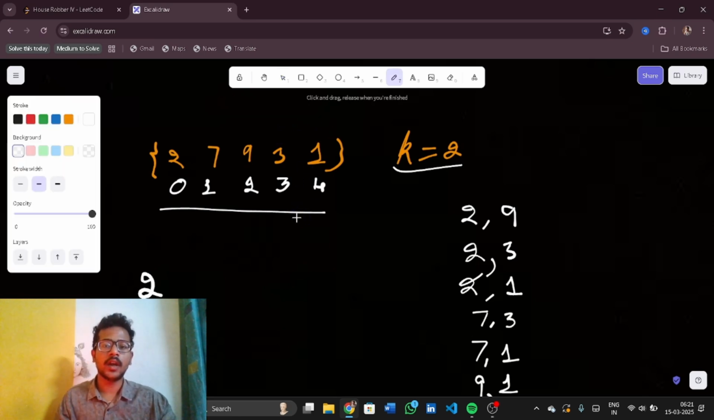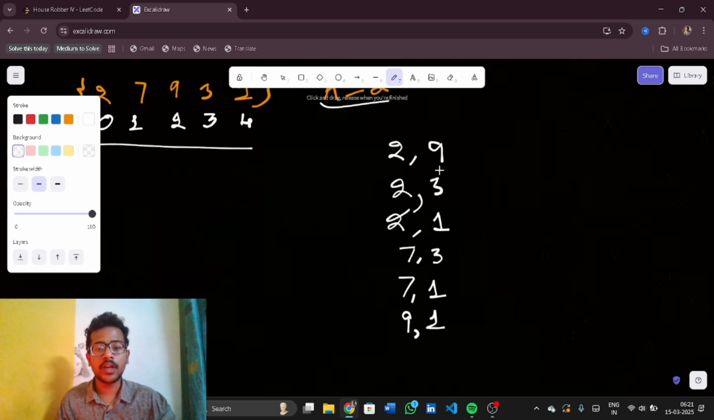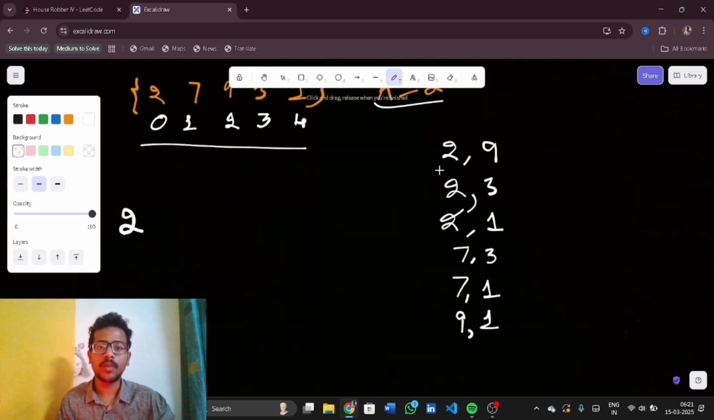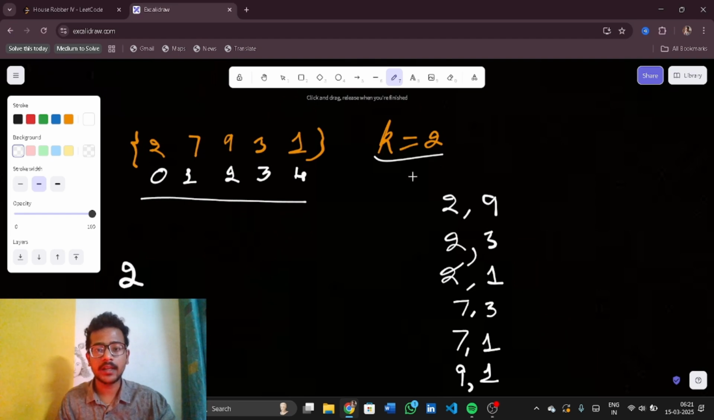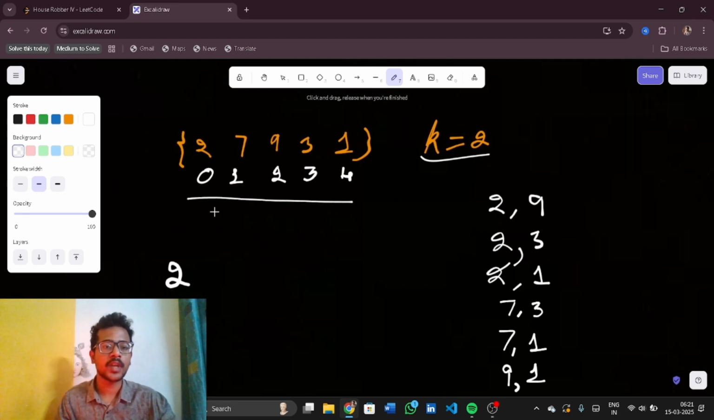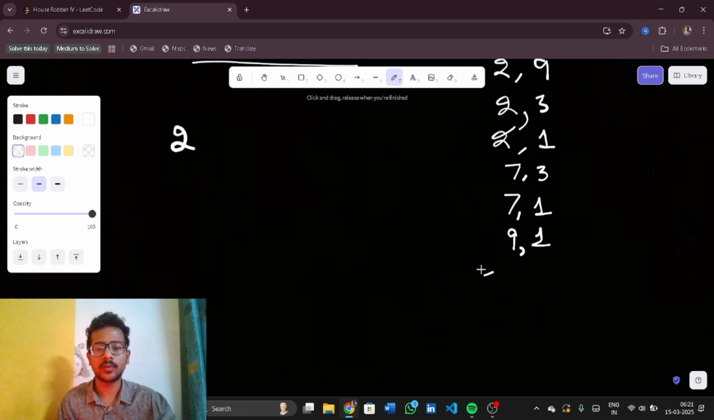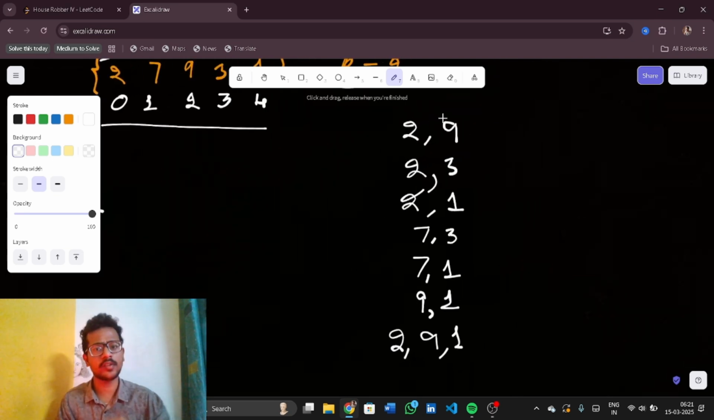Now from every combination I need the max. But before that, what if I took 3 houses robbed? The only combination is 2, 9 and 1. So let me write that: 2 comma 9 comma 1. Now as I said, minimize the maximum. So let us take the maximum each time.